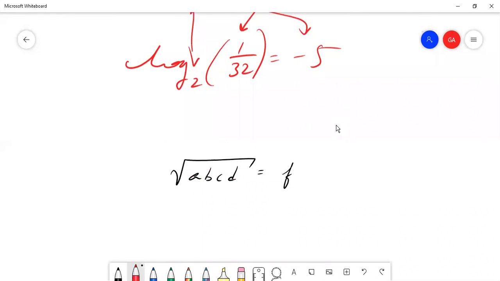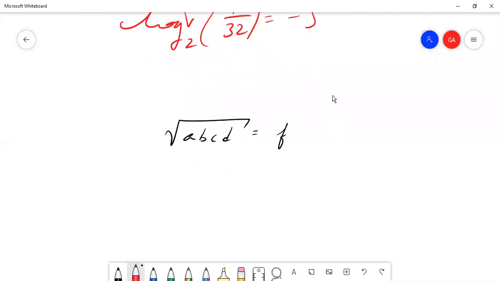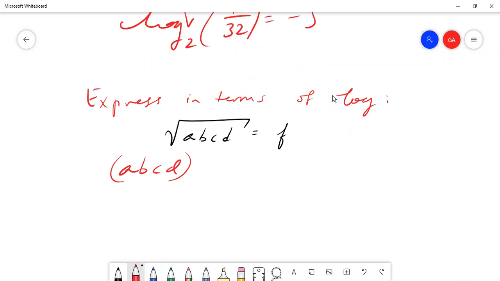Okay, one more example. How would I express this statement? So this is different from the other statements. This is a little less clear. How would I express this as a log? Well, the first step is to convert the radical here to an exponent. And how would I do that? What does taking the square root mean in terms of exponent? Yep. So this is the same thing as ABCD to the power of 1/2, and that equals F.